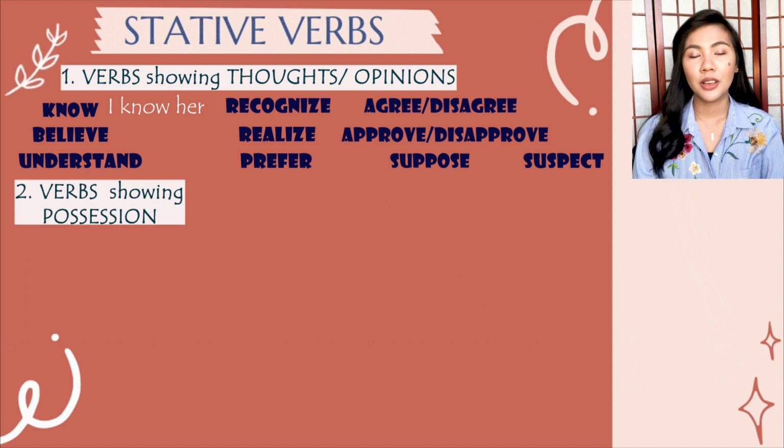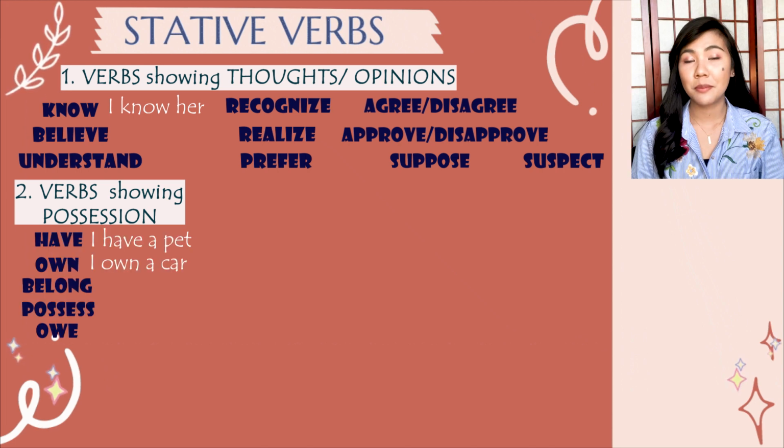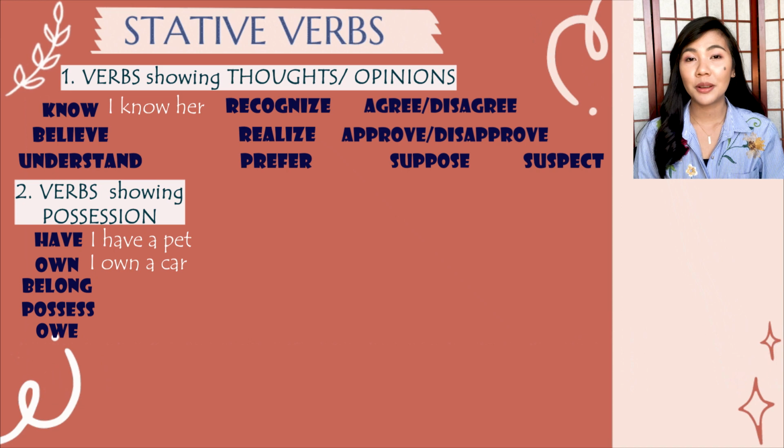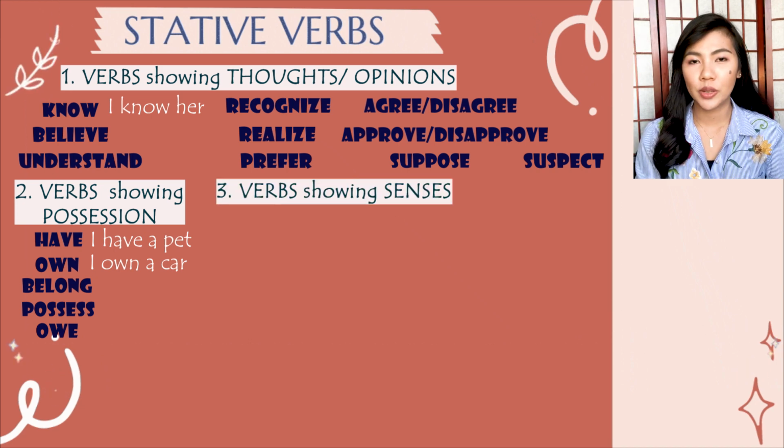Number 2, verbs showing possession. Something that belongs to someone or something. For example, the verb have, like I have a pet. Or the verb own, I own a car. Belong, possess, and own.